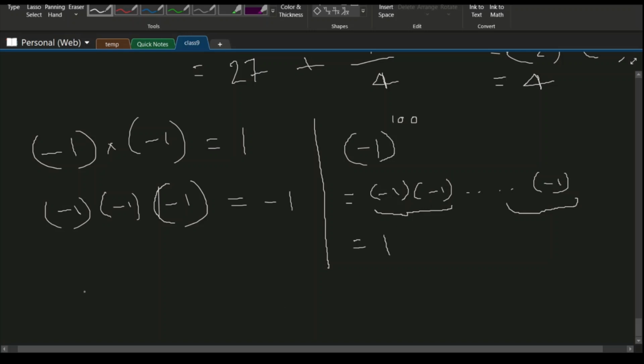But if I raise it to an odd power, 101, let's say -1 raised to the power 101, this will become -1 because this is an odd power, right?